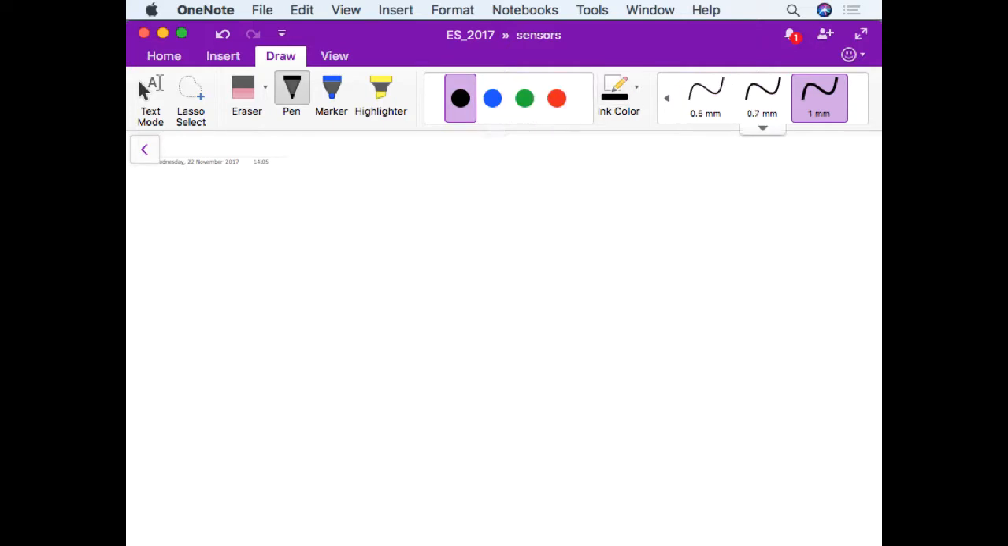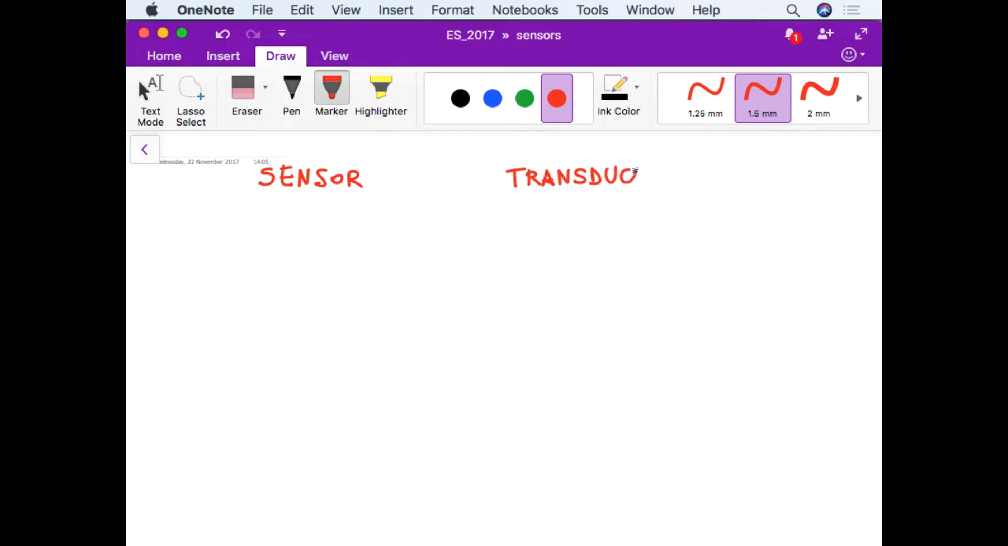Okay, regarding some nomenclature, a word which is very often found together with the sensor is transducer. Transducer in Italian would be trasduttore, senza la N.